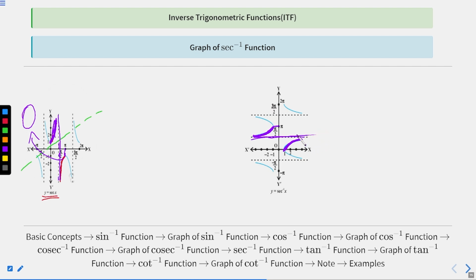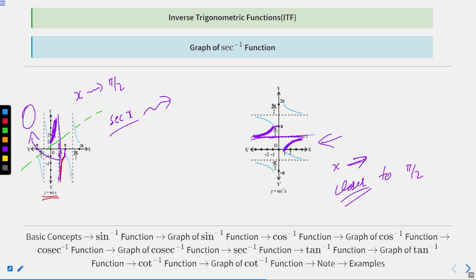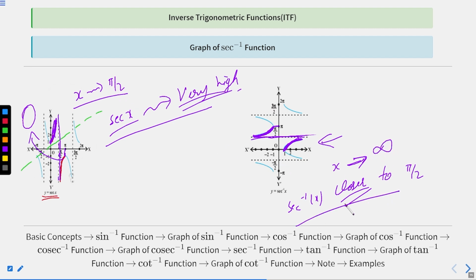But here what is happening? Whenever x keeps increasing, you will get closer to what value? Pi by 2. In the sec x graph, if you keep x near pi by 2, then the value of sec x gets very high, very high, going to infinity. But here, sec inverse x will be closer to pi by 2, as you can see. So the opposite is happening. Here sec x is going to infinity, but x is going to pi by 2. Here x is going to infinity, but sec inverse x is going to pi by 2. Just the vice versa.